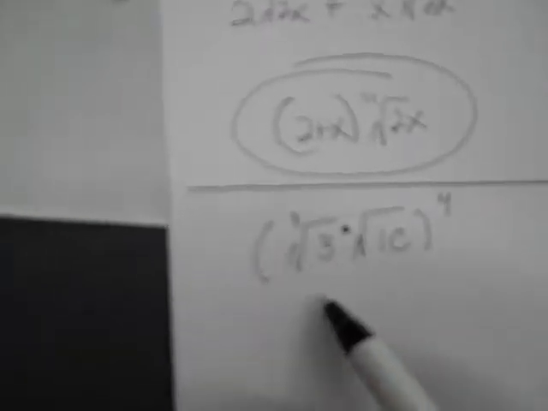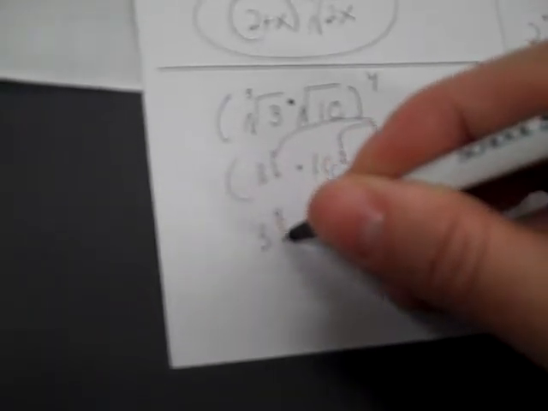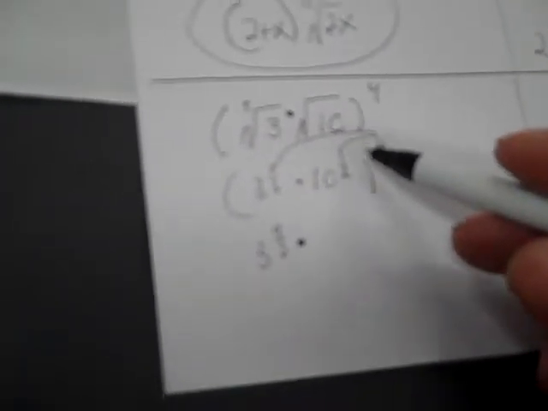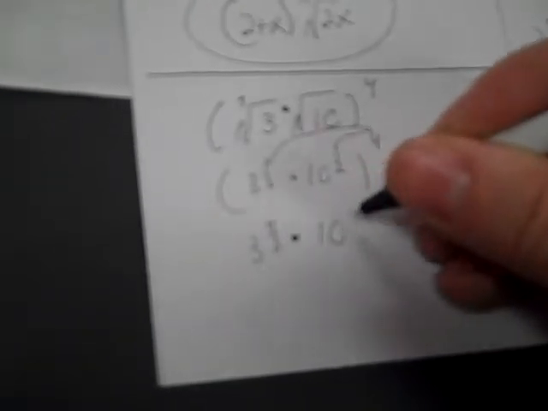Okay, another multiplication problem, but this time you have a little problem. You have a cube root and a square root. So what you need to do now is rewrite this, so instead of the radicals you have exponents. So that's 3 to the 1/3 power times 10 to the 1/2 power, to the 4th. Now what we do is we simply distribute the 4 to each exponent. So I just take 4 times 1/3, that's 4/3, so it'd be 3 to the power of 4/3. And then for 10, 4 times 1/2 is 4/2, which is 2, so that'd be 10 to the second.